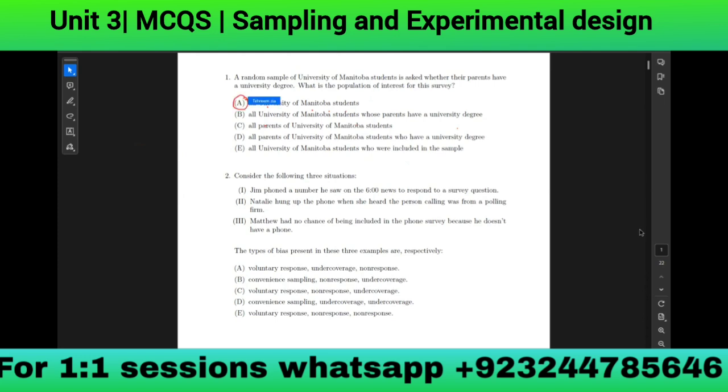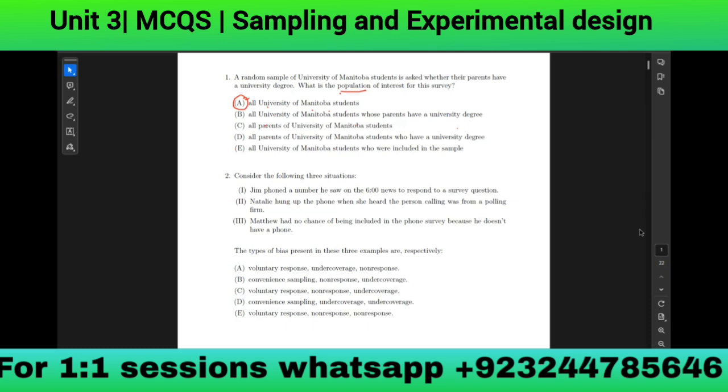So now you know how to decide what the population is. Population is basically the number of people of interest to whom the question is being asked, from where the sample is being collected. The sample is being collected from all of the students of the University of Manitoba.